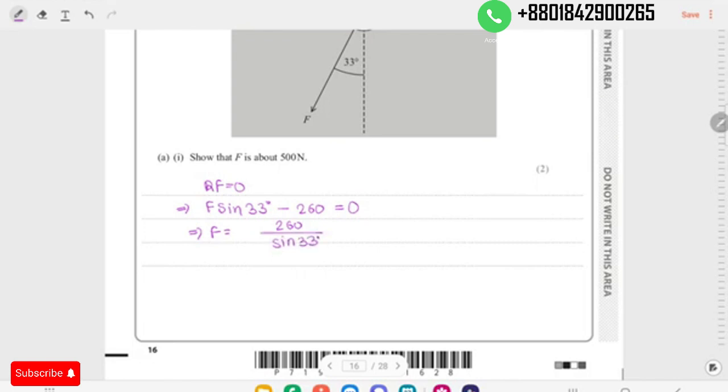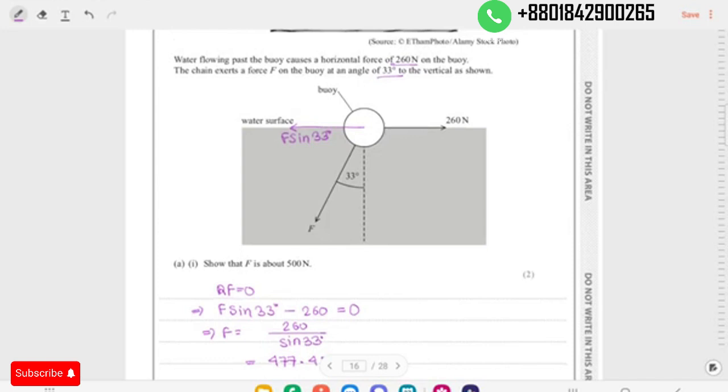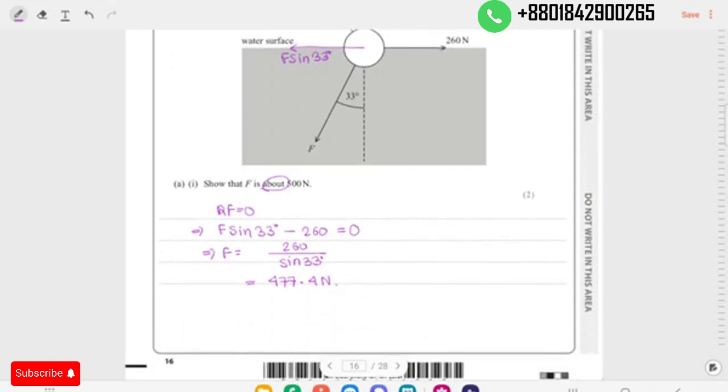So if you calculate it, that's 260 over sine 33 degrees, and that is 477.4 Newton, which is obviously approximately close to 500. If you convert it into one significant figure, then yes, this gives you your value of 500 Newton, right? So which is correct. But they were also asking you about an approximate value, so no need to round it up. That's where we'll stop the maths.